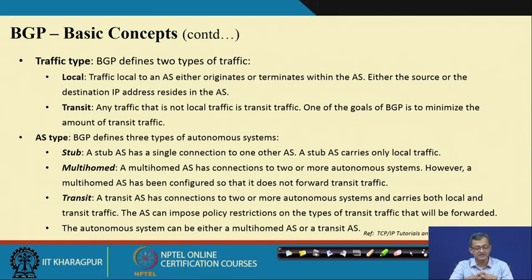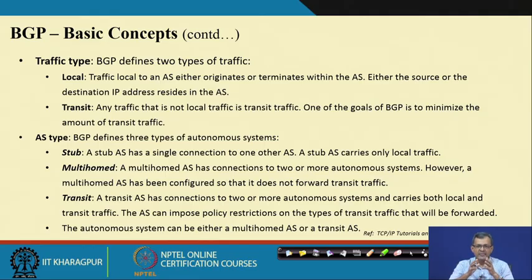A transit AS has connections to two or more autonomous systems like a multi-homed AS, but carries both local and transit traffic. The AS imposes policy restrictions on the types of transit traffic that will be forwarded, right. So, autonomous systems can be either multi-homed AS or transit AS. Primarily the autonomous systems are multi-homed or transit. Stub is a special case of those scenarios.